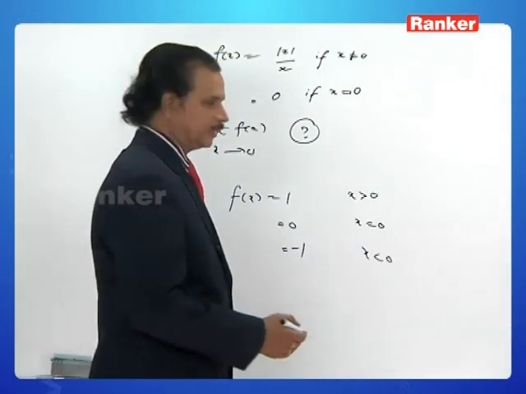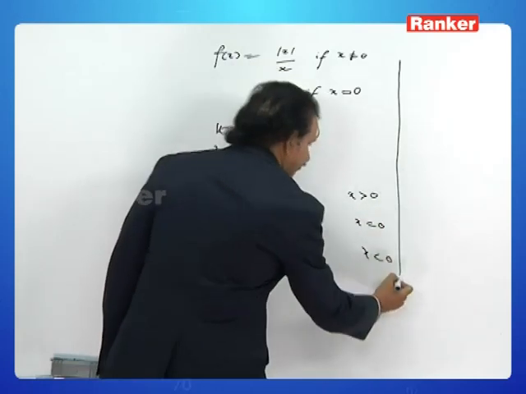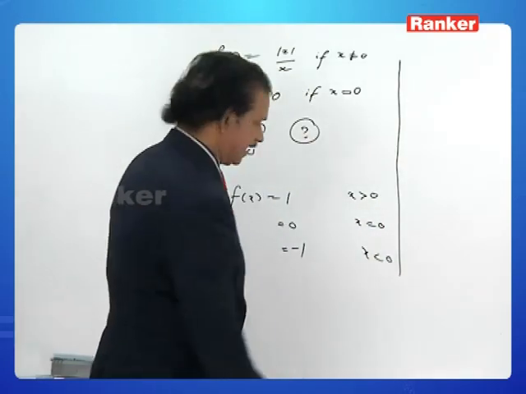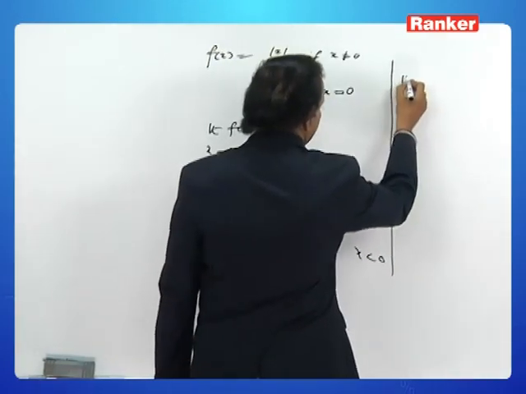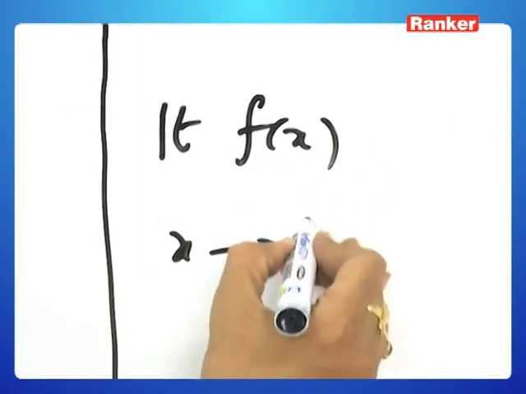Now, let us see. It is a very easy matter to go through the limits. Well, let me first calculate the limit of f of x as x tends to 0 from left.